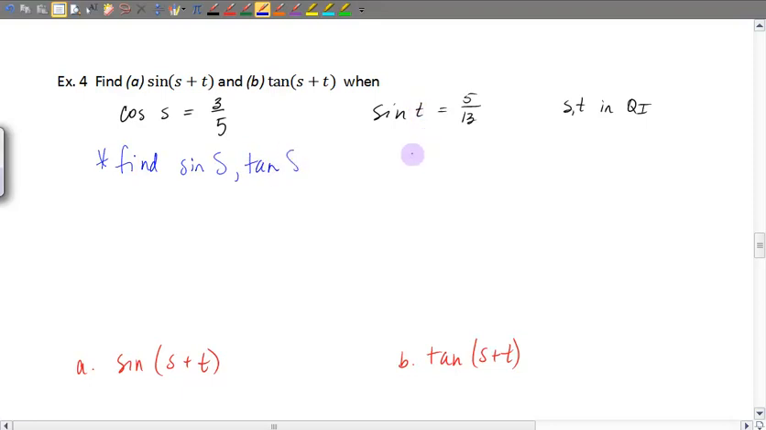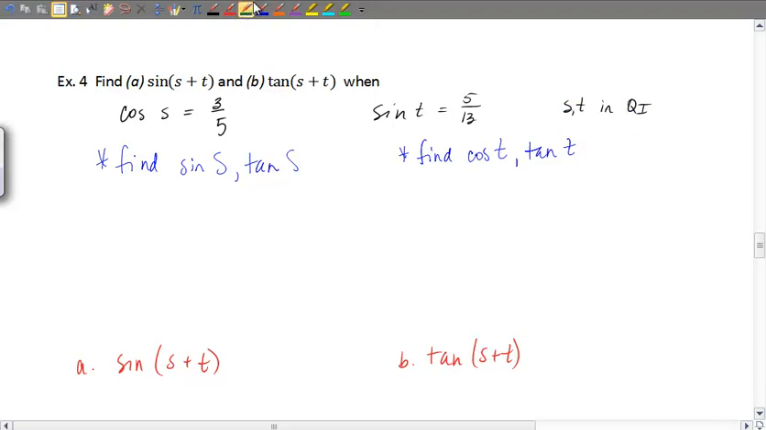And for my t angle, I have to find the cosine and tangent of t. Now s and t, both of these angles are lying in quadrant 1, so I know that all of my angle values are going to have a positive sign.